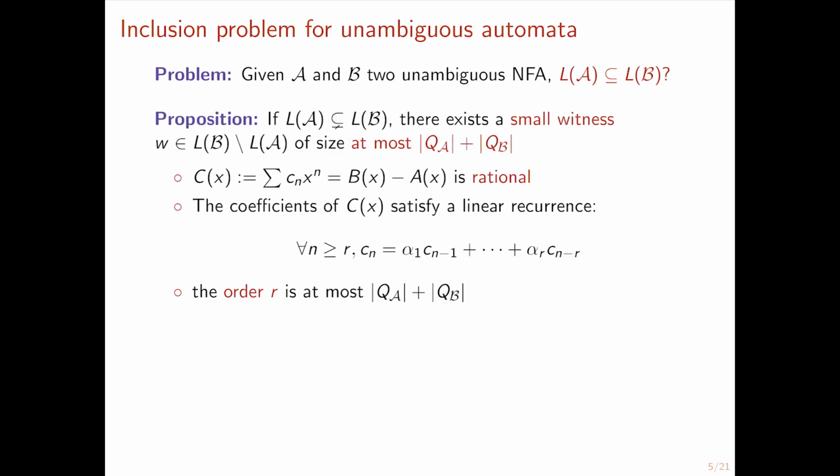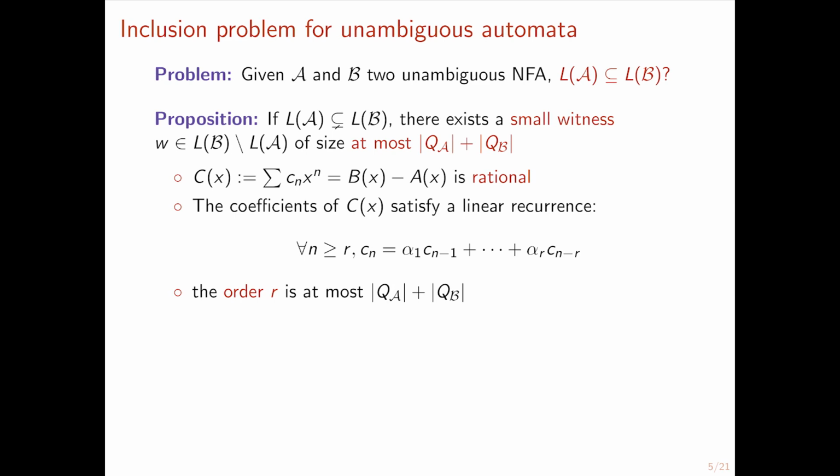First, consider the case when L(A) is strictly included in L(B). We give a linear bound on the length of a word witnessing this strict inclusion. We consider the series C, counting the words accepted by B and not by A. This series is simply the difference of the two series and is therefore rational. Furthermore, it can easily be shown that the degrees of the polynomials describing C are at most the sum of the number of states of A and B.